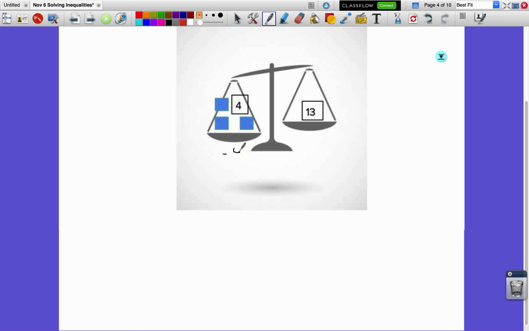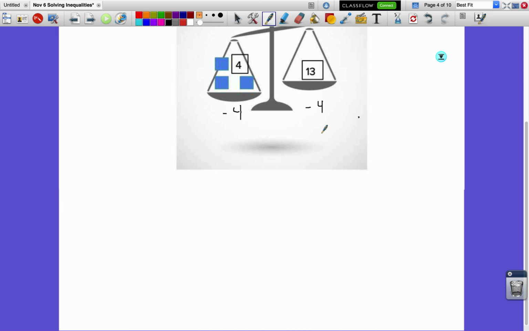Well, I can still do things like subtract 4 from both sides, and it's going to stay unbalanced in the same direction. I don't want to draw 3 blue squares out, so I'm going to write 3x, where x is the weight of a blue square. On this side, it becomes a 9. And now I need a new symbol because I don't want to have to draw an unbalanced balance every single time. So the symbol we're going to use is like a little alligator that wants to eat the heavier side.